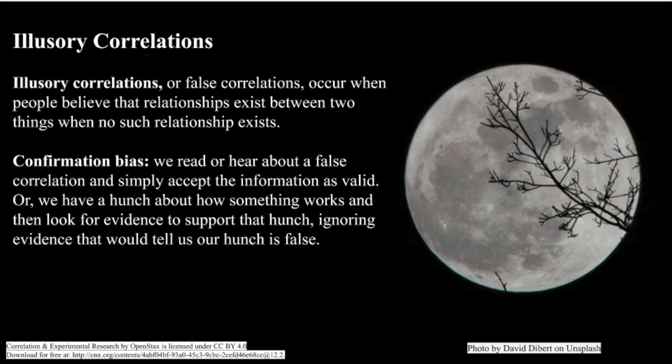Why are we so apt to believe in illusory correlations like this? Often we read or hear about them and simply accept the information as valid. Or we have a hunch about how something works and then look for evidence to support that hunch, ignoring evidence that would tell us our hunch is false. This is known as confirmation bias.